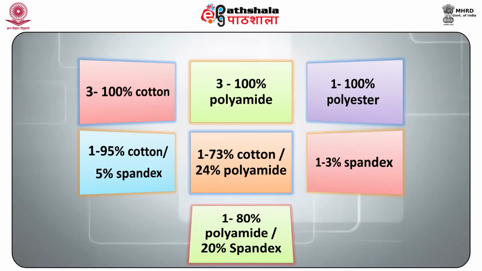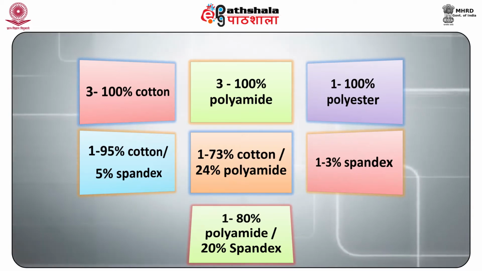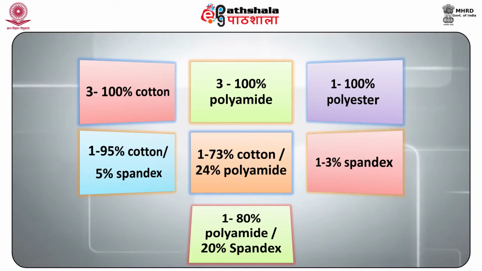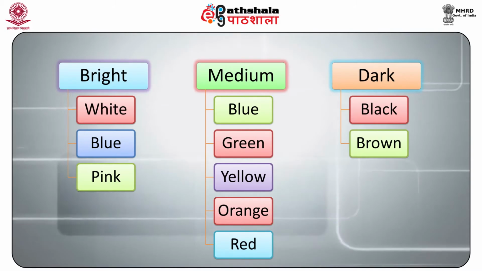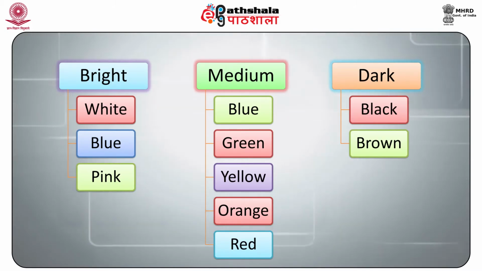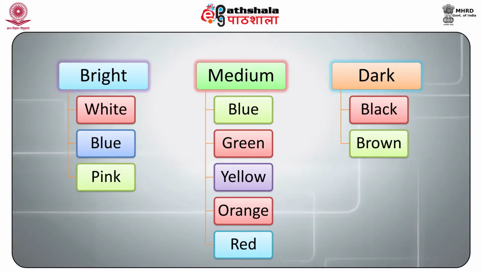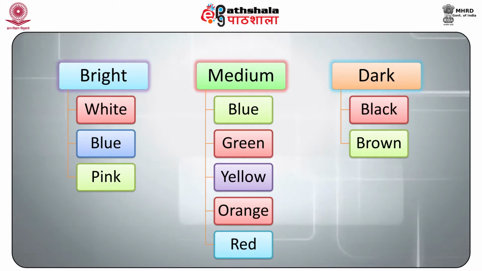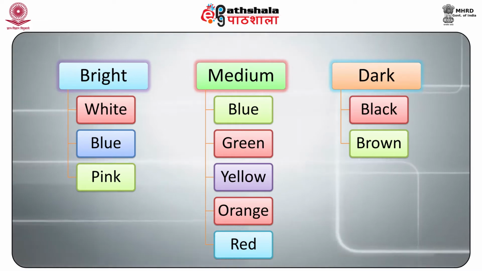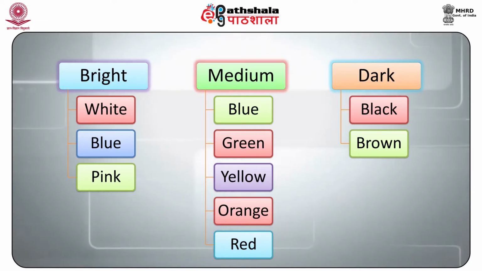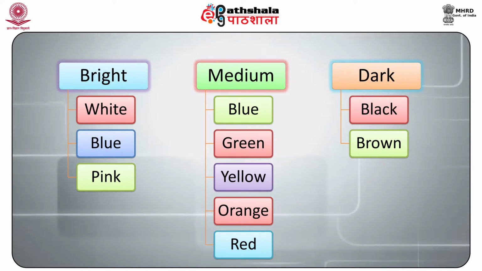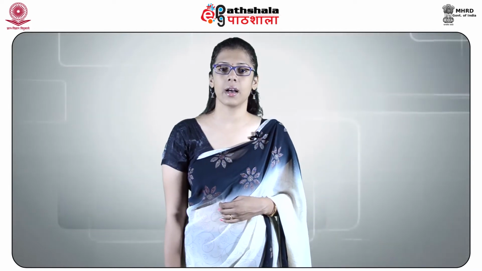This resulted in different colors and color combinations of fabric, including white and black. Now, the fabric was classified into three groups: bright, that is the white, bright blue and pink; medium, blue, green, yellow, orange, red; and the dark, that is the black or brown. Now next is the light.